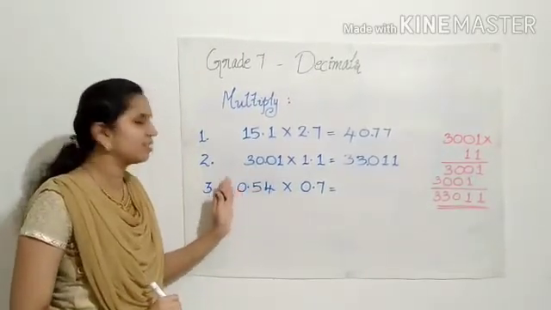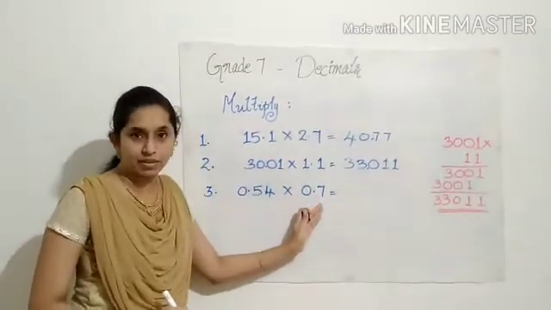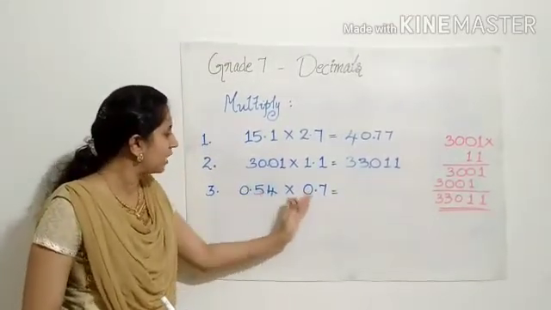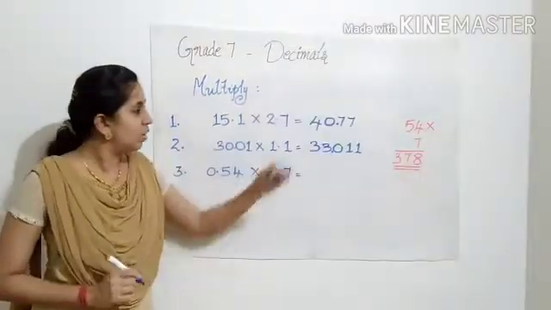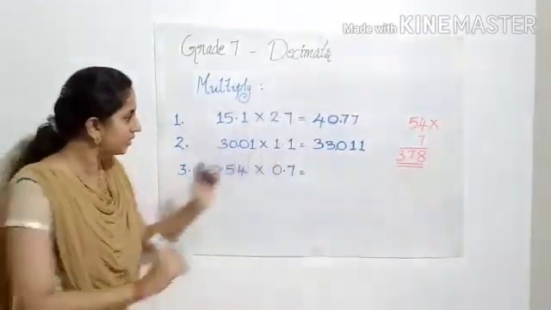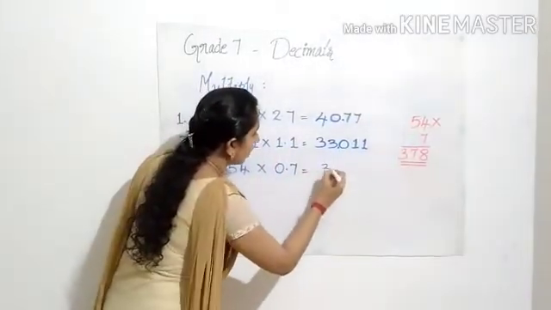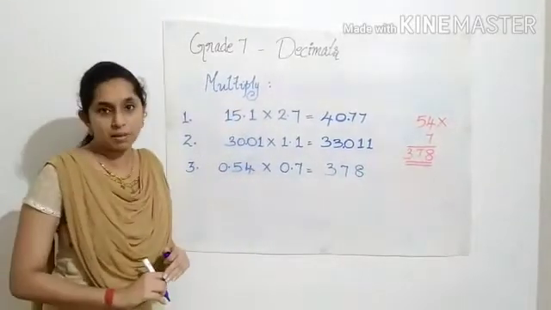And here the third question is 0.54 into 0.7. Please don't consider this 0. This should be considered as 54 and this 7. So 54 into 7. Let's do it in the working column. 54 into 7 will give you 378. Write that answer here, 378.